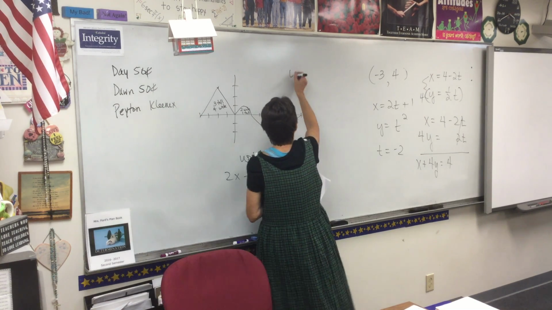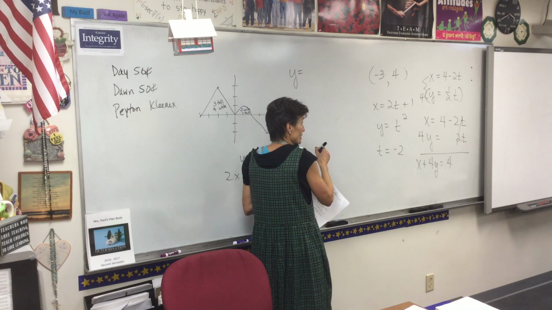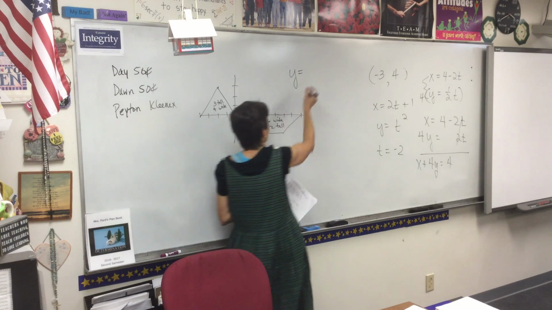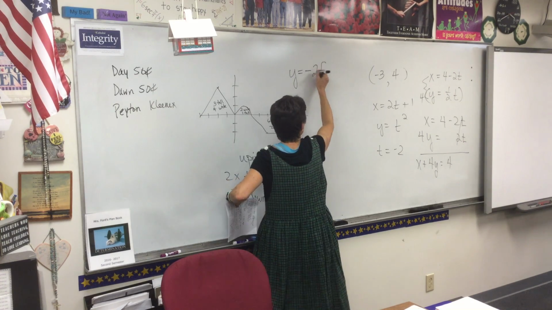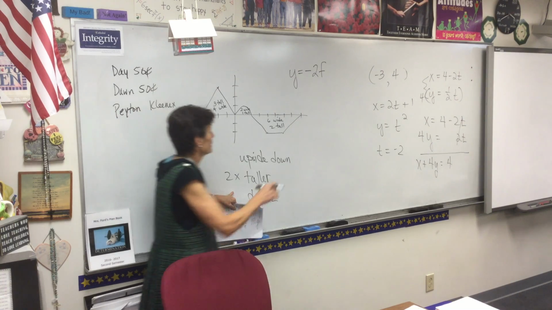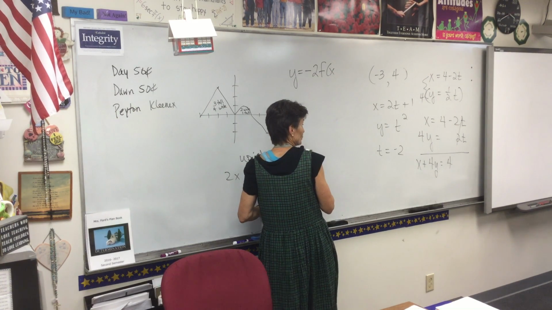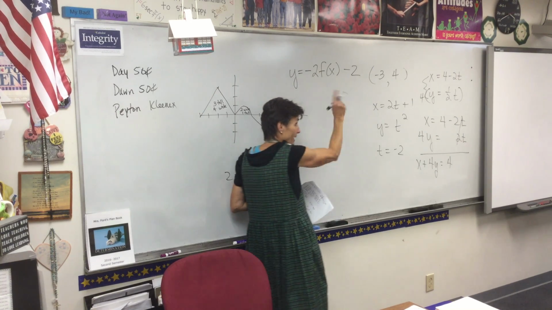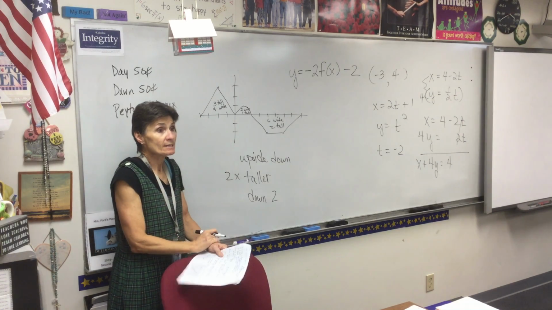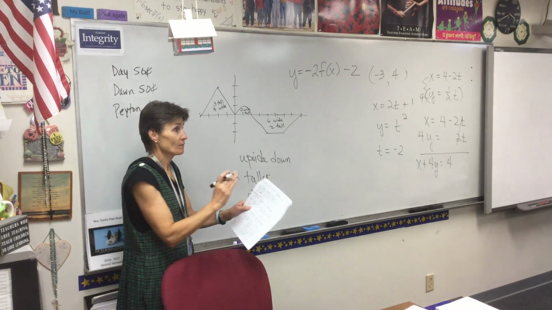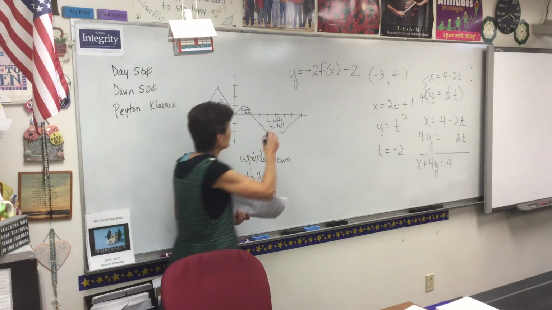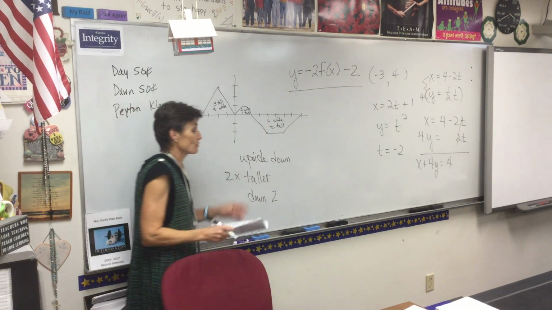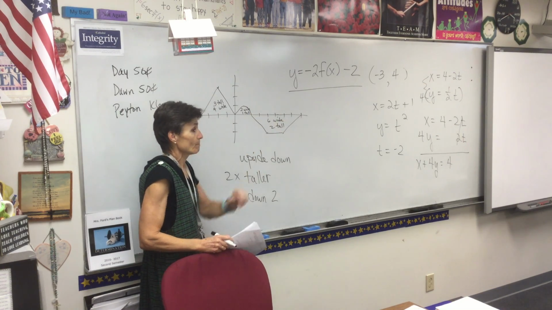Would everybody agree those are the changes? Yeah. So now you have to build all that into an equation. How do you handle the upside down? Negative out in front, right? And 2 times as tall, that 2 goes here, doesn't it? Yep. And then how do we handle a down 2? Minus 2 outside the parentheses. If you put it inside the parentheses, it would be wrong, because it would be a shift sideways. Okay, so this would be the answer to the question. So you're doing your graphing backwards. I've drawn it, you're building the equation.